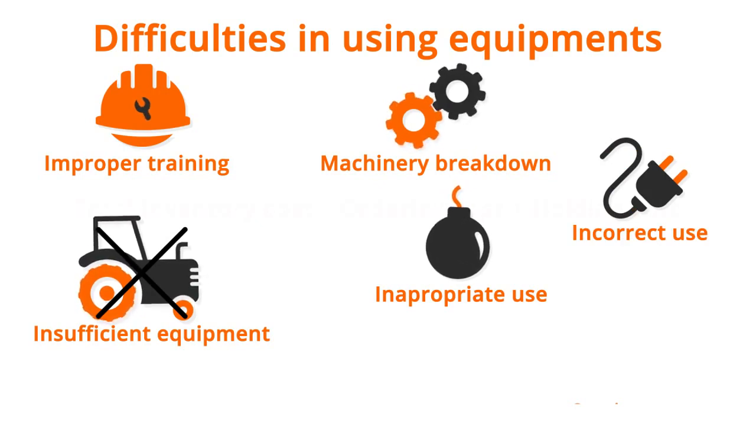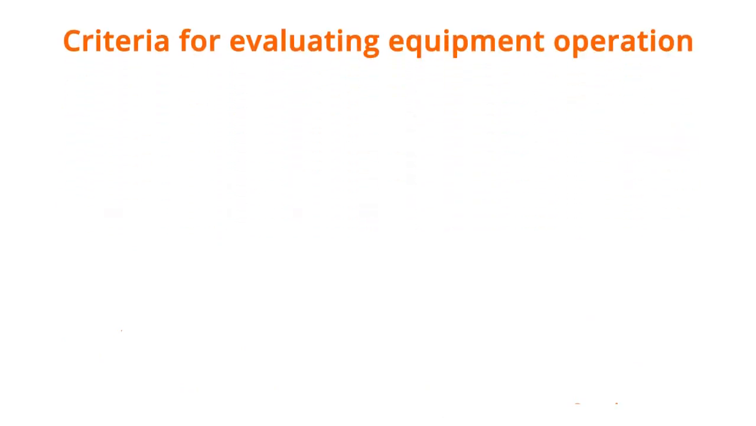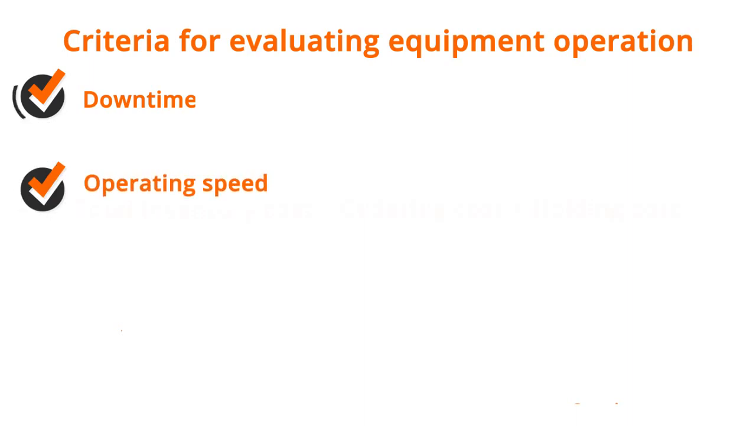So how then do we determine equipment efficiency or realize the optimum value of the equipment? The criteria we'll be using to evaluate equipment operations would be: 1. Downtime, the time during which a machine is out of action or unavailable for use. Secondly will be the operating speed. The actual operational speed is lower than the design speed, or minor stoppages. The third one, defect rate.